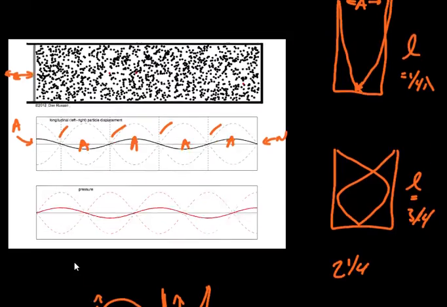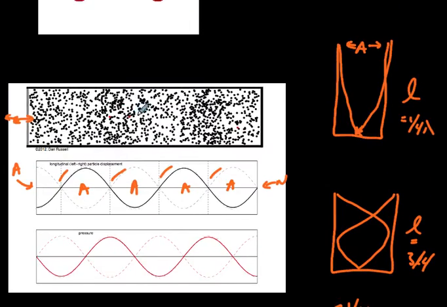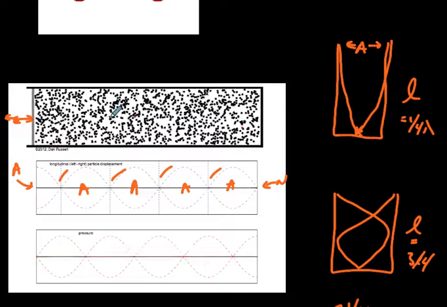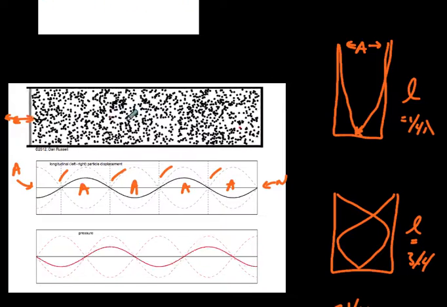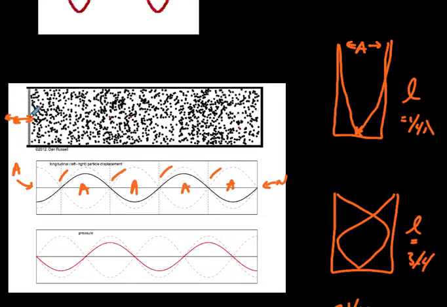So just look at this one more time. Okay, so a longitudinal wave has points where there is no motion, so a node, and points where there's lots of motion, so an antinode. In order to hear it, you have to have an antinode at the opening.